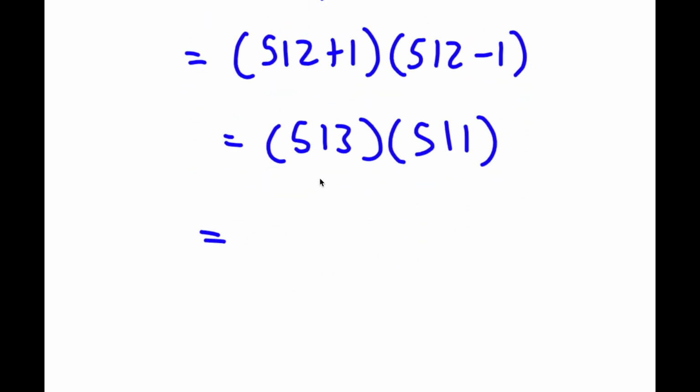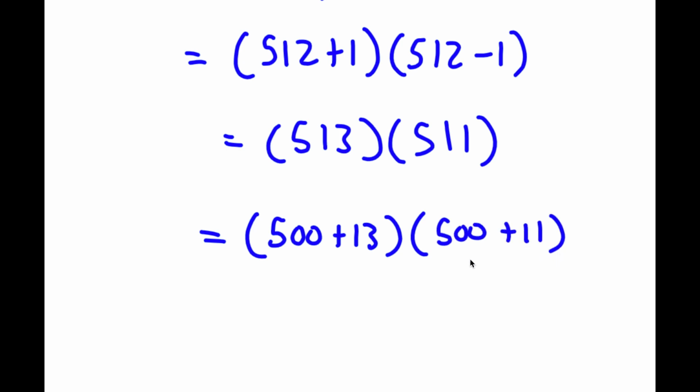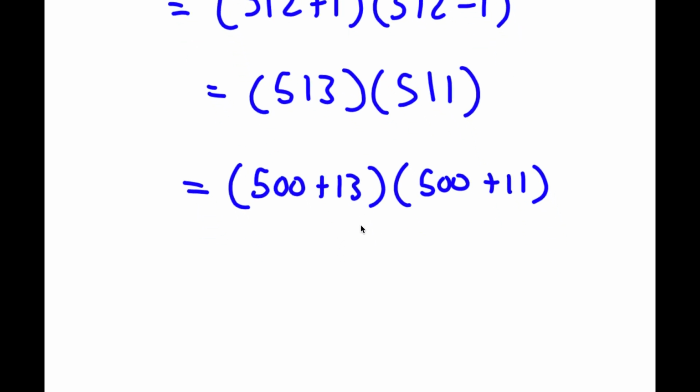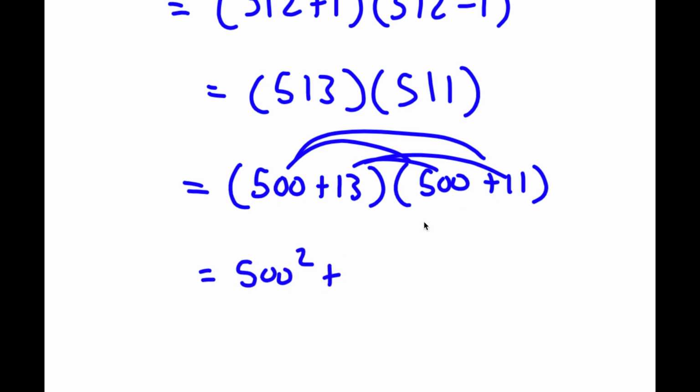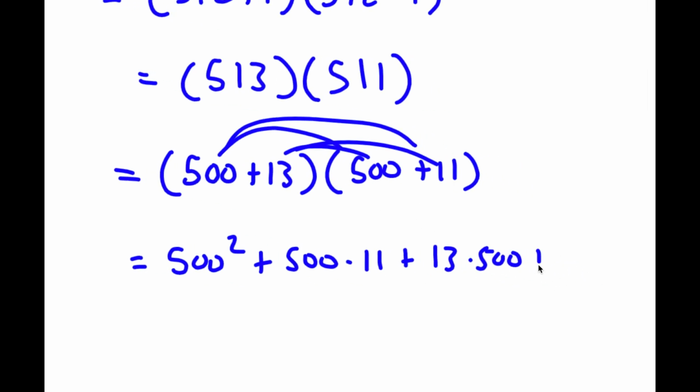So to solve this, I'm going to rewrite both of these. So for 513, I'm going to rewrite that as 500 plus 13. And for 511, I'm going to rewrite that as 500 plus 11. So now I have 500 plus 13 times 500 plus 11. So to solve this, I'm actually going to distribute both of these terms. So I'm going to distribute 500 and 13. So I have 500 times 500, which is the same thing as 500 squared, plus 500 times 11, plus 13 times 500, plus 13 times 11.